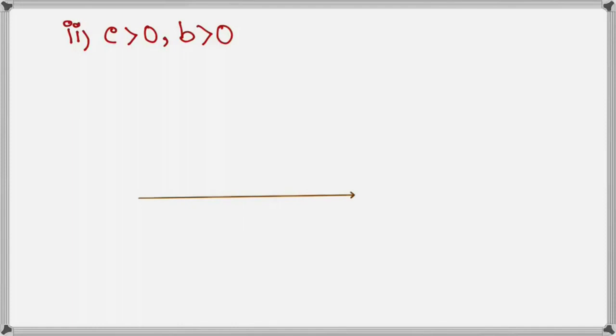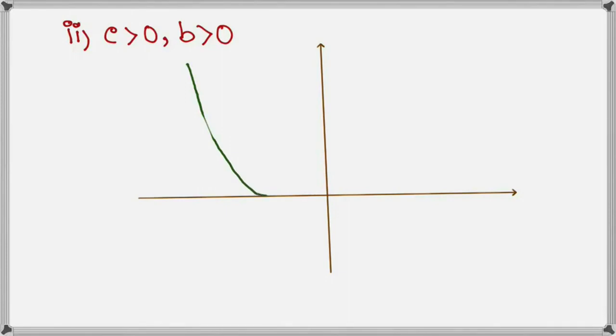Second subcase is c strictly bigger than 0 and b strictly bigger than 0. Here the parabola is like this. This is the y-intercept 0, c. Here is the vertex P, and here also alpha is equal to beta.